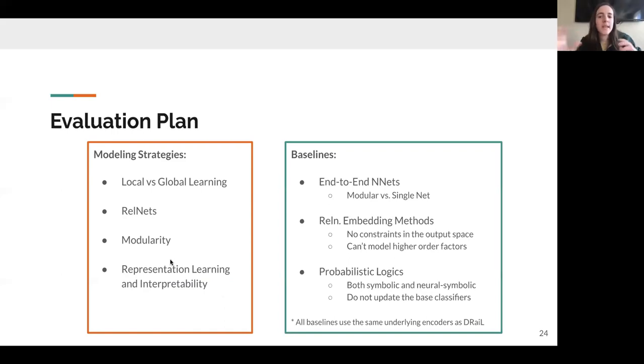I am going to use this set of baselines. I'm going to compare it to end-to-end neural nets, so basically features and single prediction to model agreement and stance prediction. Then I'm going to compare it with relational embedding methods. If you remember, at the beginning of the talk I talked about graph neural nets and knowledge bases and so on. So I use some of those methods to model this. Those are purely embedding-based. And then I'm also going to compare to other probabilistic logics, so other symbolic methods. I'm going to compare to two: one that is purely symbolic and another one that is also neural-symbolic like ours, and see if we get some edge.